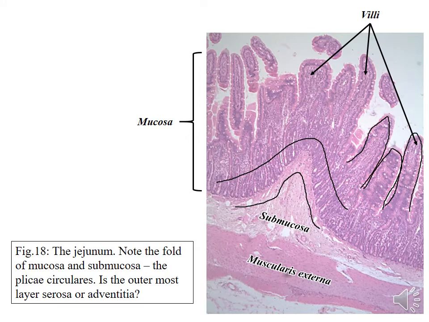Between the villi, we have the intestinal glands. So these structures reaching deep down, almost to the submucosa, these are the intestinal glands. Of course, the muscularis externa is inner circular and outer longitudinal, just like the duodenum.